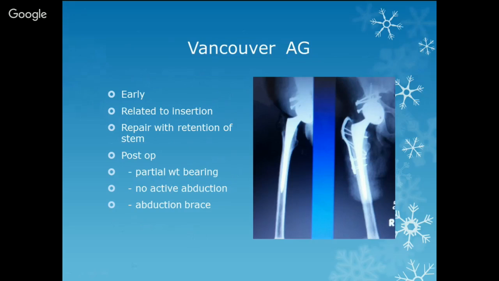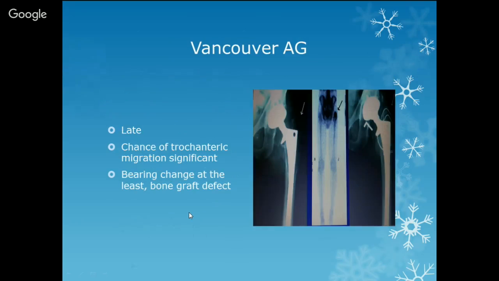This is a Vancouver A-G. There is an early greater trochanter fracture related to the insertion, repaired with a retention. We use a trochanteric fixation plate. Post-operatively, partial weight bearing, no active abduction, and an abduction brace.